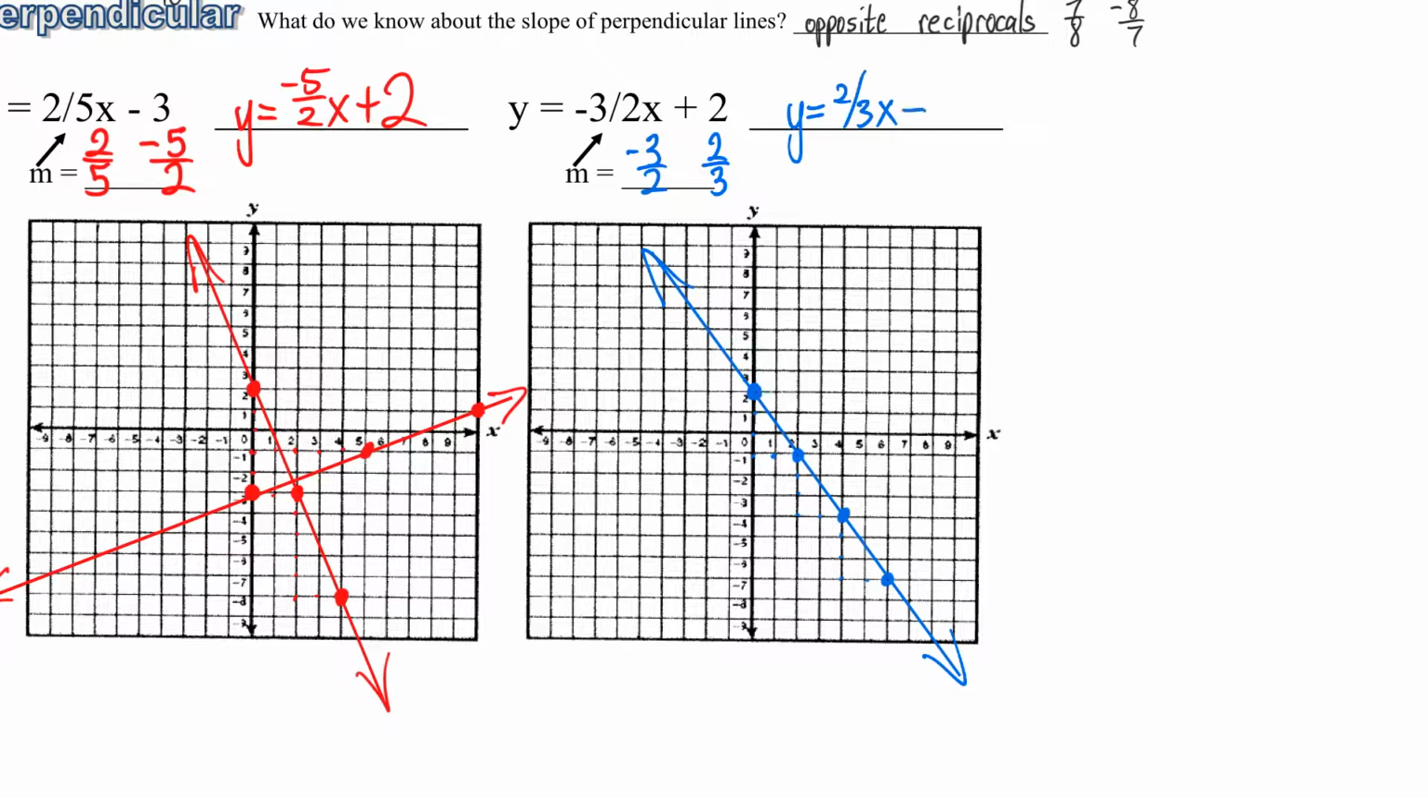Minus 4. Okay. You can do +4, -4. I'm going to go with -4 just because it kind of separates those out. So 1, 2, 3, 4. And we're going to go up 1, 2 over 1, 2, 3.